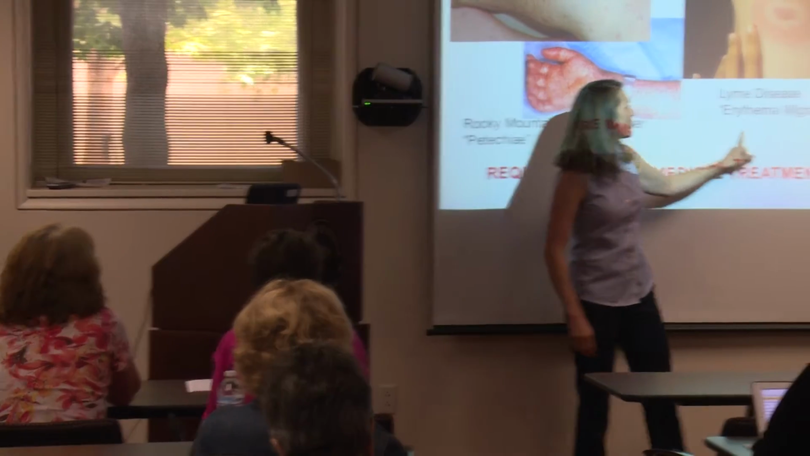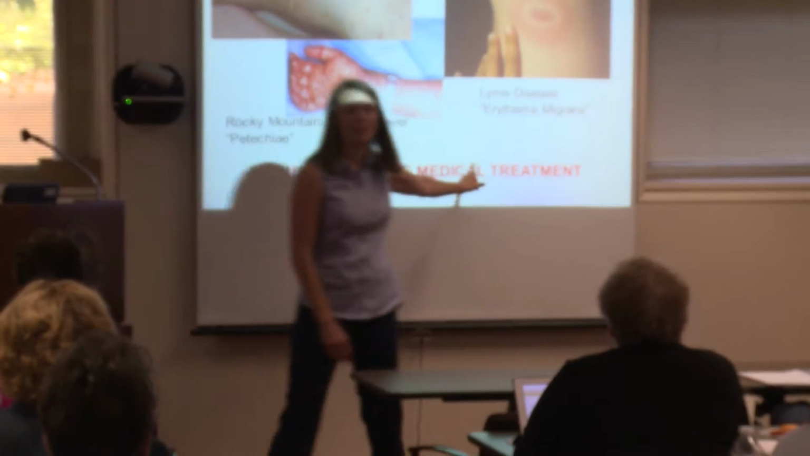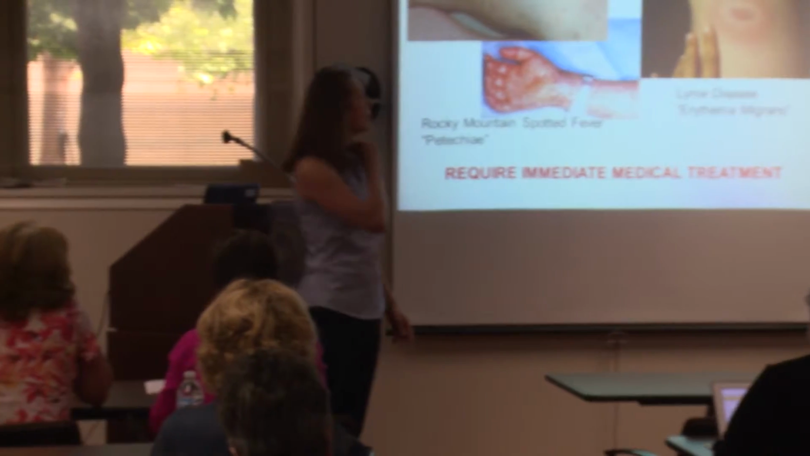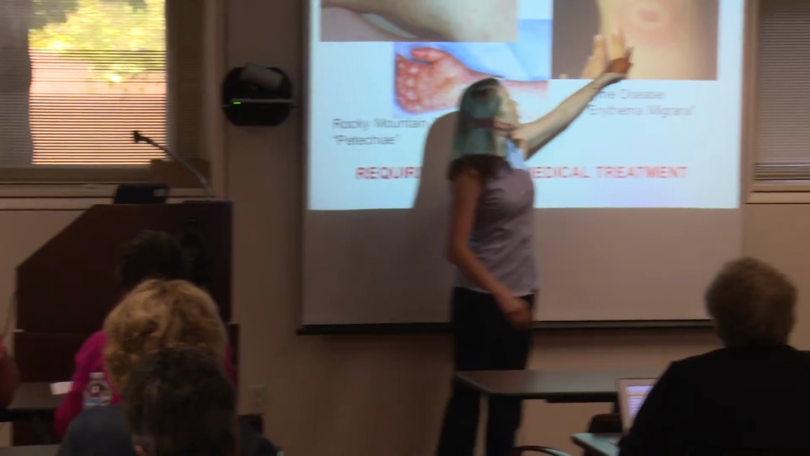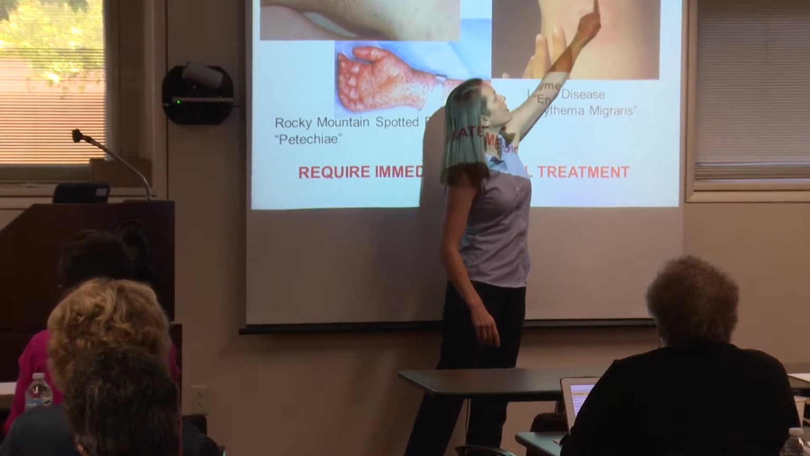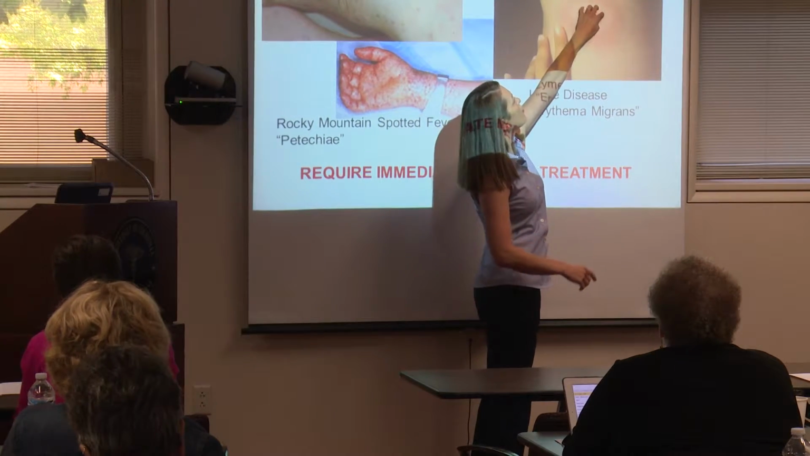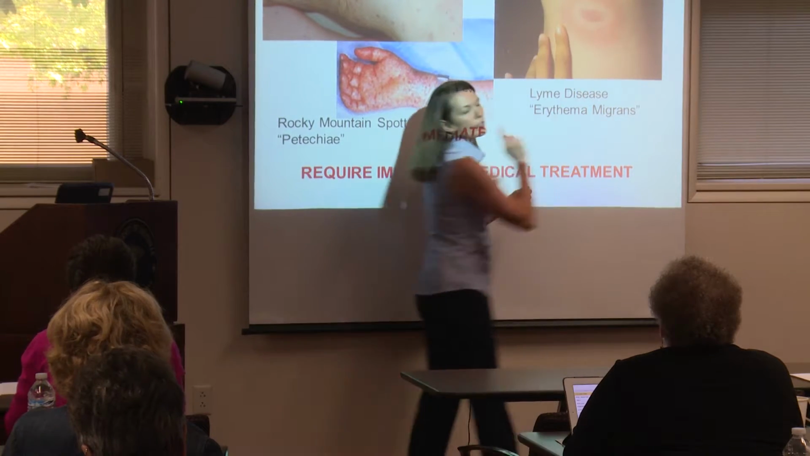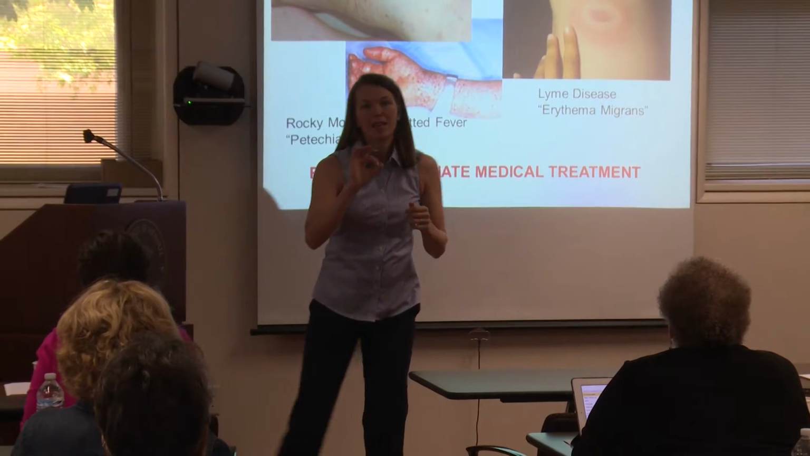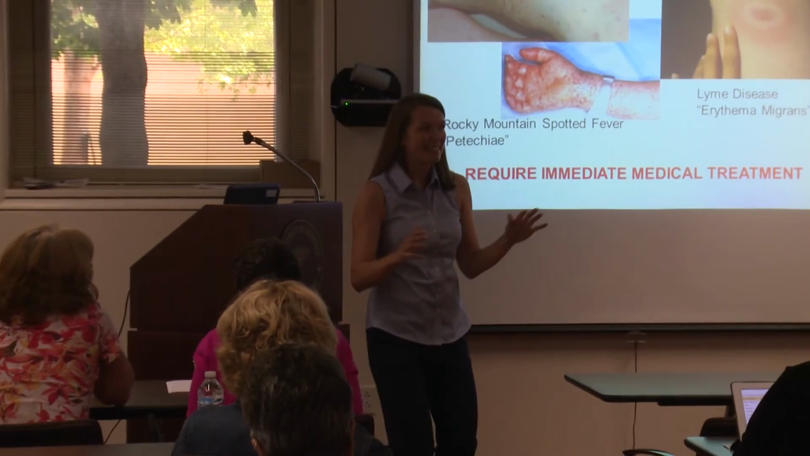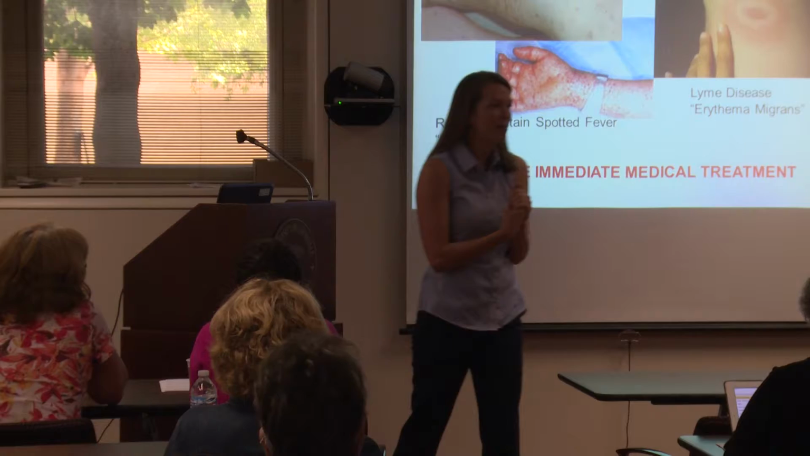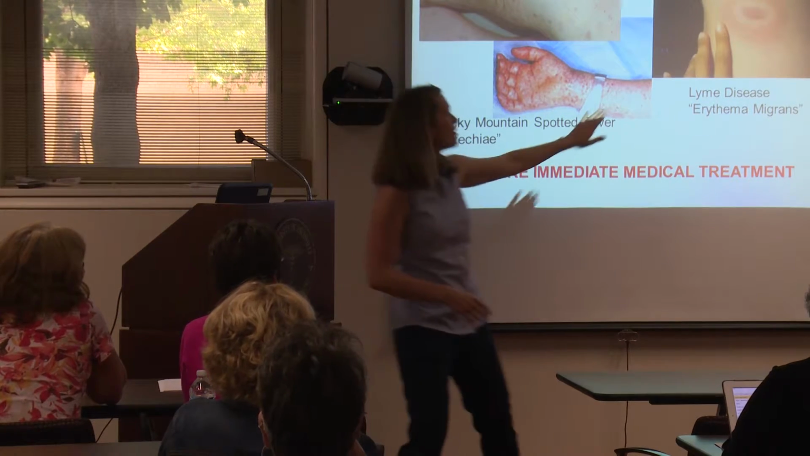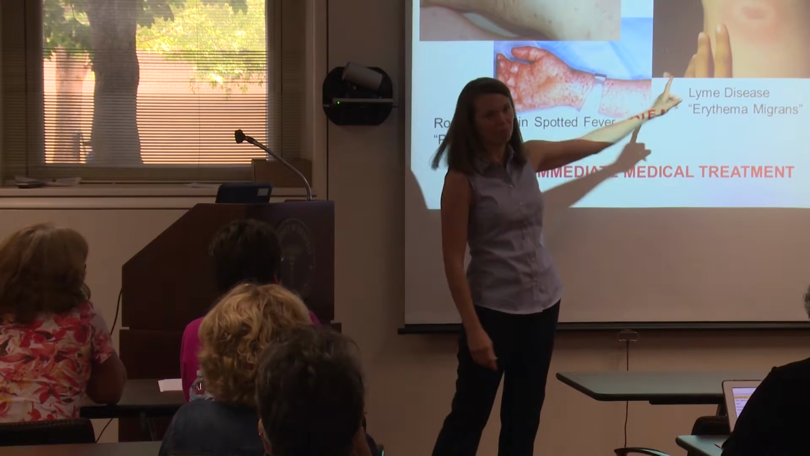Has anybody seen erythema migrans or the target after a tick bite? Yeah, I see heads nodding. So when I see this on a child, first you get the red ring like this, and it grows bigger. This redness gets bigger, and there's a target, a bullseye in the center. That is Lyme disease. They have been infected with spirochete. You know that they have the spirochete in the blood. Nothing else causes that. That is Lyme.